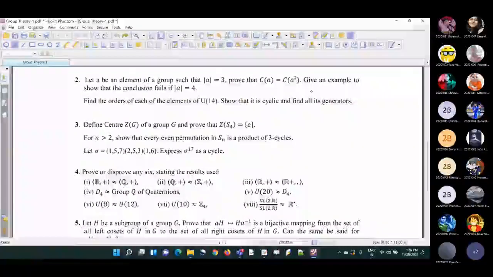Okay, so let us see question number 3. Define the center of G, where G is a group, and prove that the center of S4 is the identity. So they're telling us that you have to prove that there cannot be any other element except the identity element which can commute with all other elements of S4.